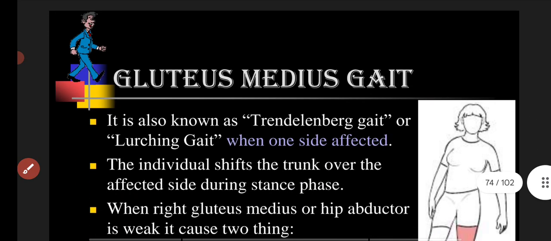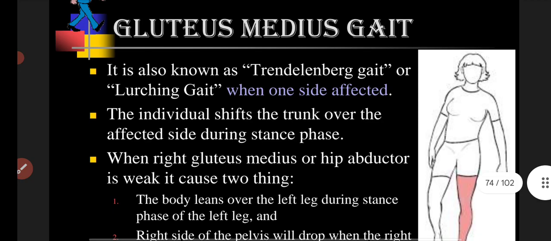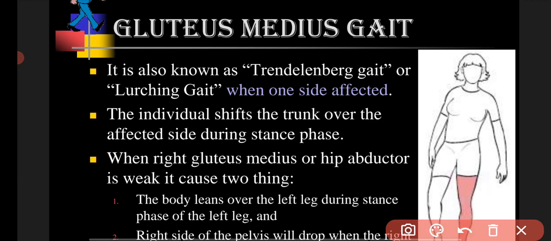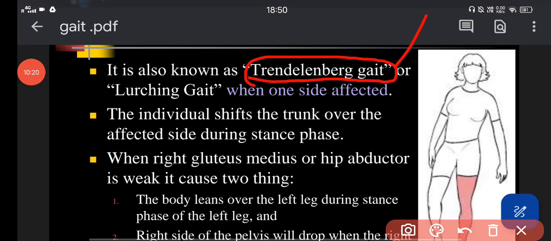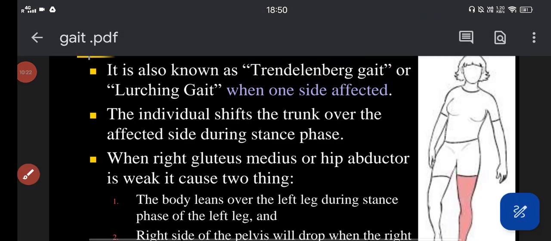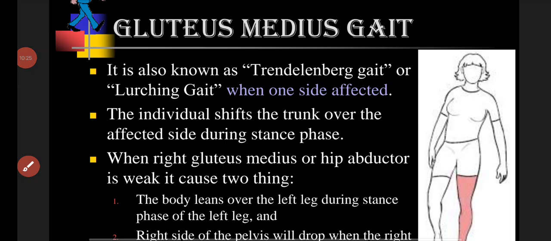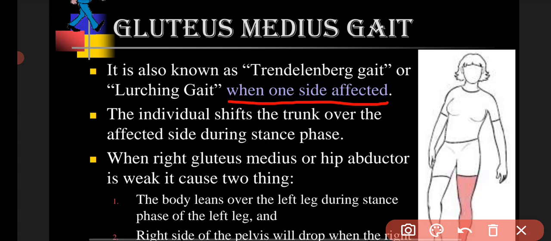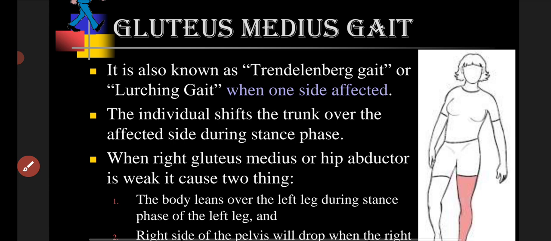Next, we go to the gluteus medius gait. It is also known as the Trendelenburg gait. Most important, sometimes in examinations the question comes as the Trendelenburg gait instead of the gluteus medius gait. It may come in the exam as the Trendelenburg gait. It is also known as the Trendelenburg gait or lurching gait. When only one side is affected, it is known as the lurching gait. But when both sides of the gluteus are affected, it is the Trendelenburg gait.